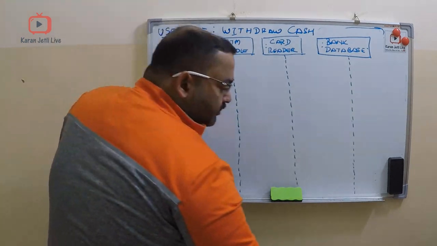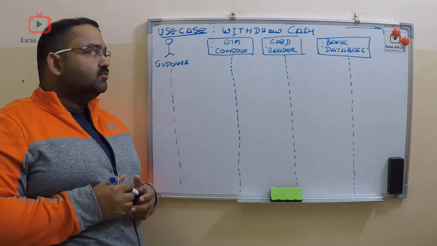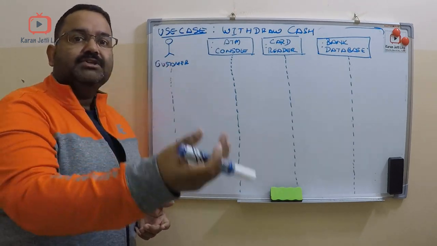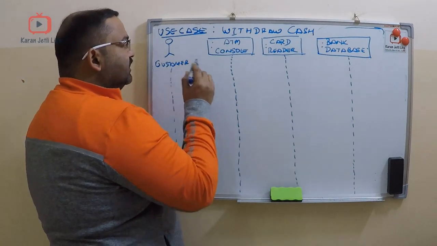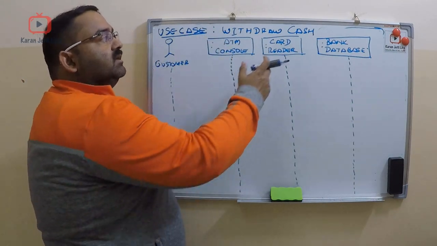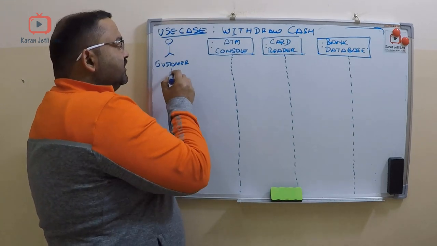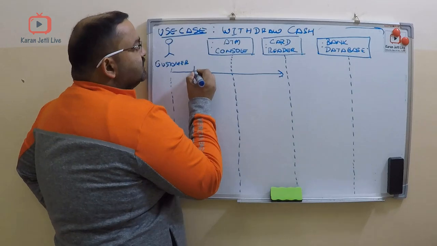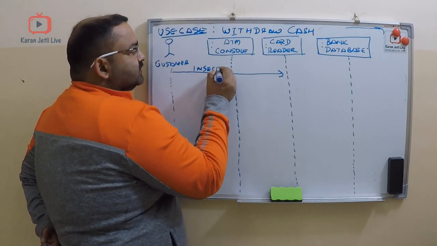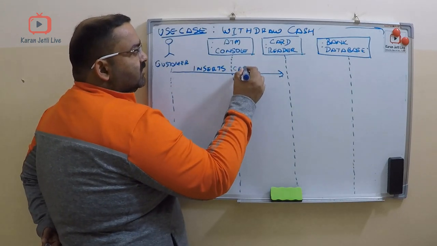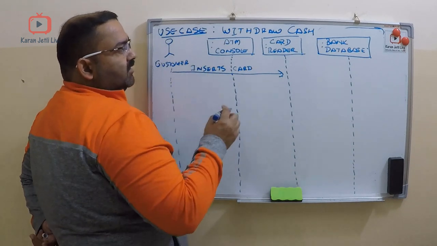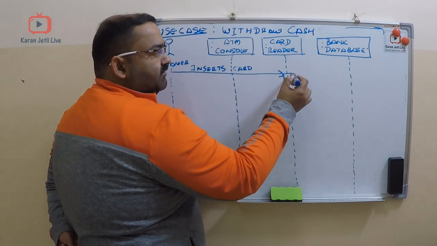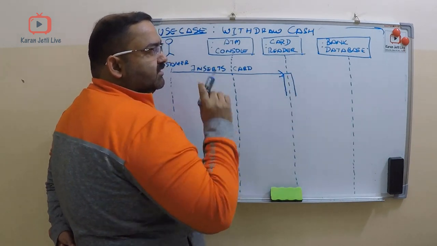Now, to carry out this use case, whenever you go to an ATM, what is the first thing you do? You initiate the use case by inserting the card. Where do we insert the card? We insert the card in the card reader. So the customer sends an input message: he inserts the card. When he inserts the card, the card reader becomes active, so I will activate this object using a rectangle.